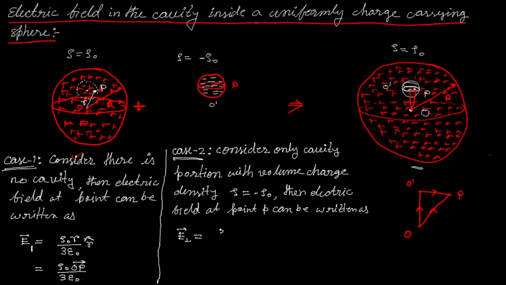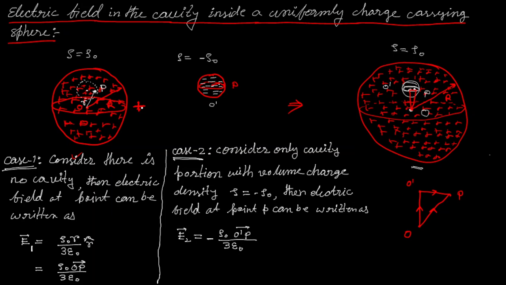If it is positive charge, then it will be rho, and at point P we have written OP vector. But with respect to the center of the cavity, that is O dash, we can write O dash P divided by 3 epsilon naught. The electric field will be along O dash P when the charge is positive, but within this cavity we have considered a negative charge density, so there will be a negative sign. So this is the electric field at point P.